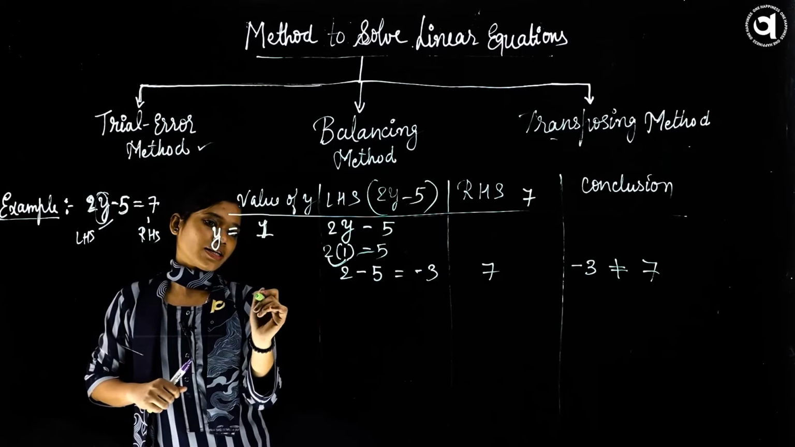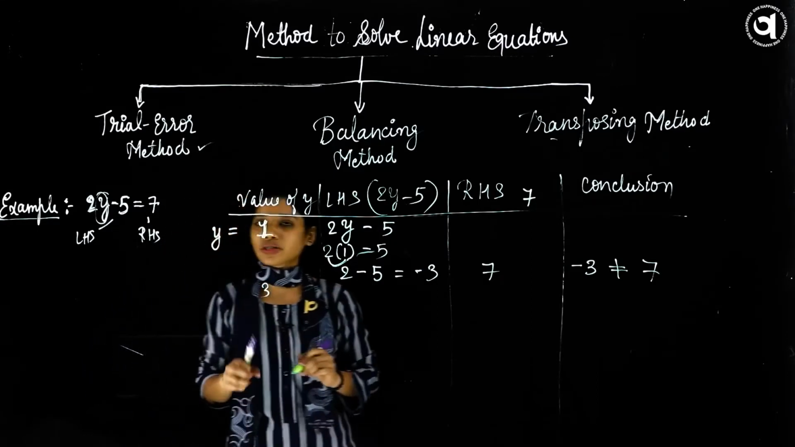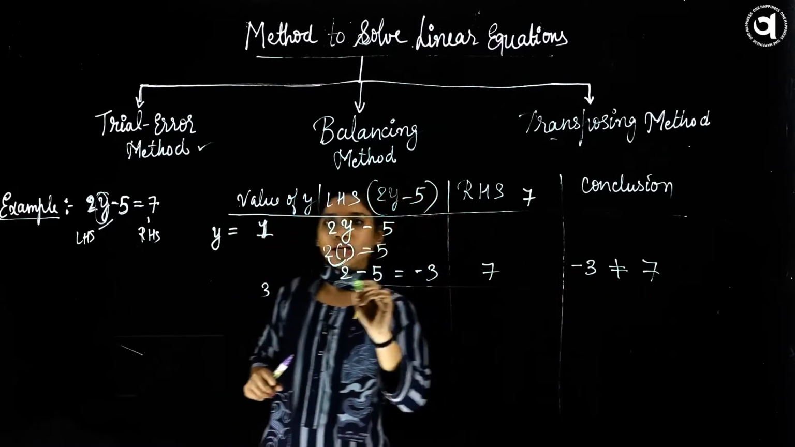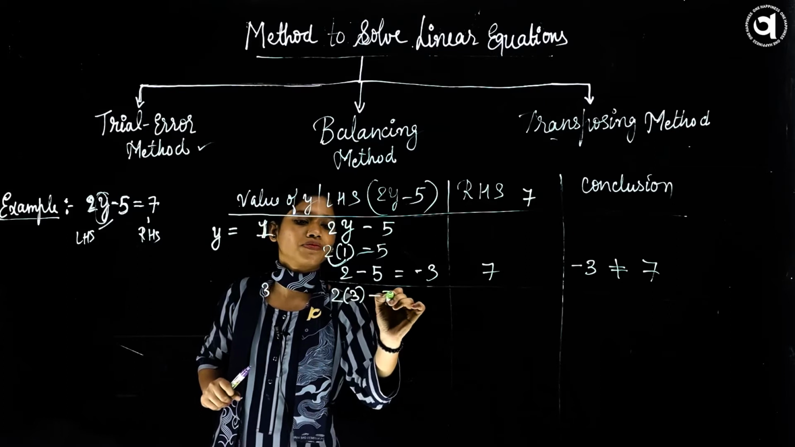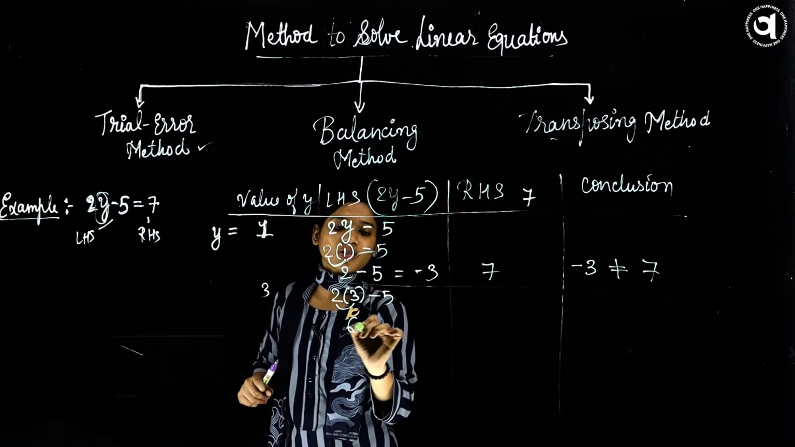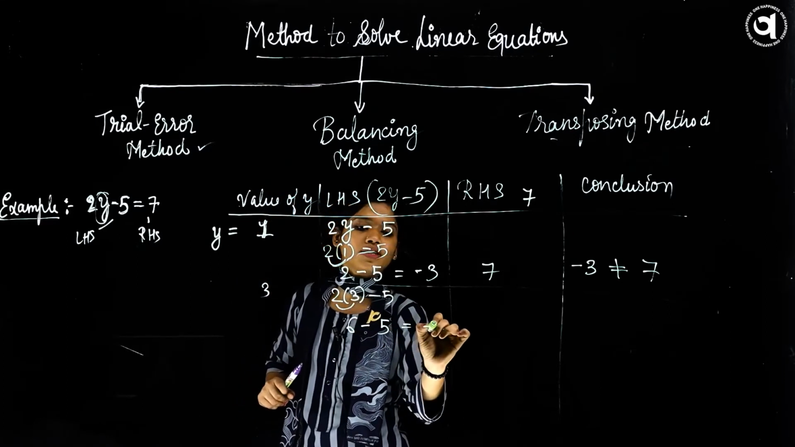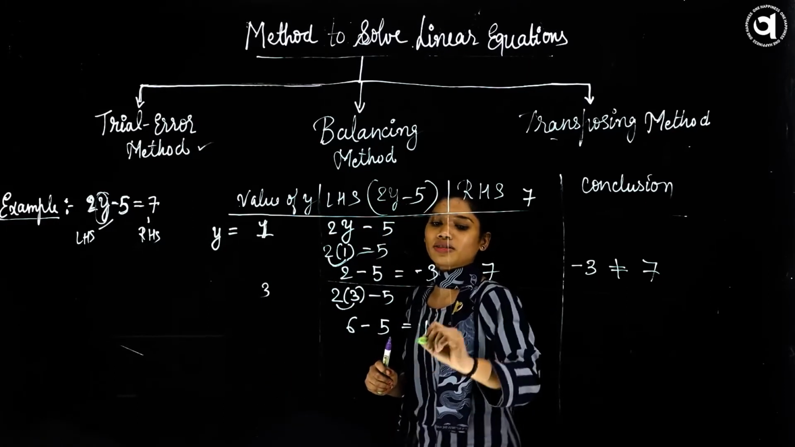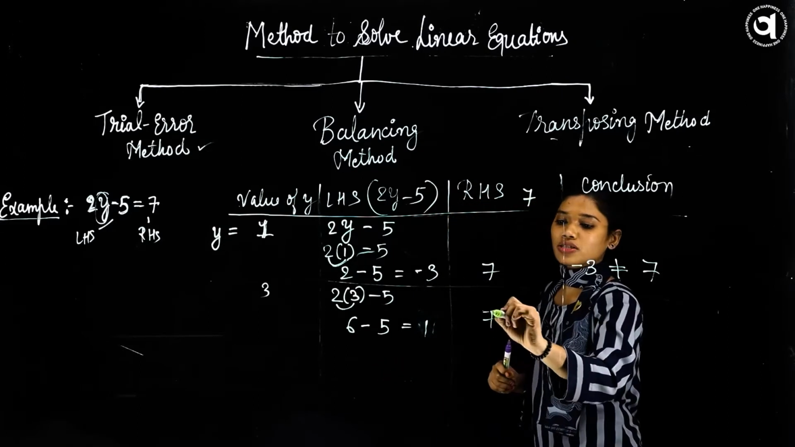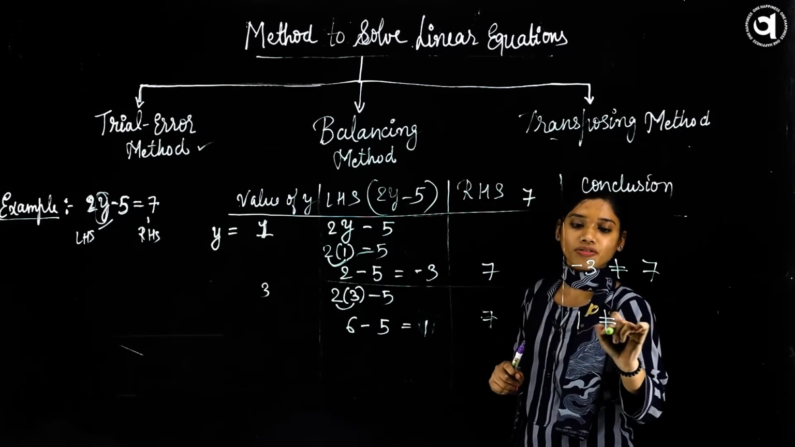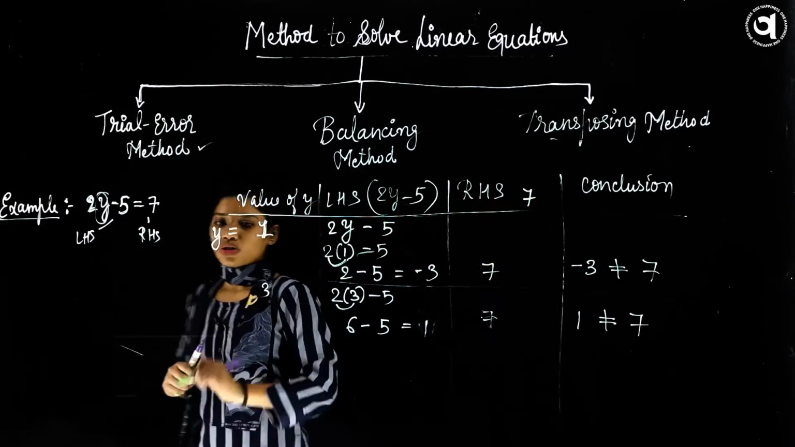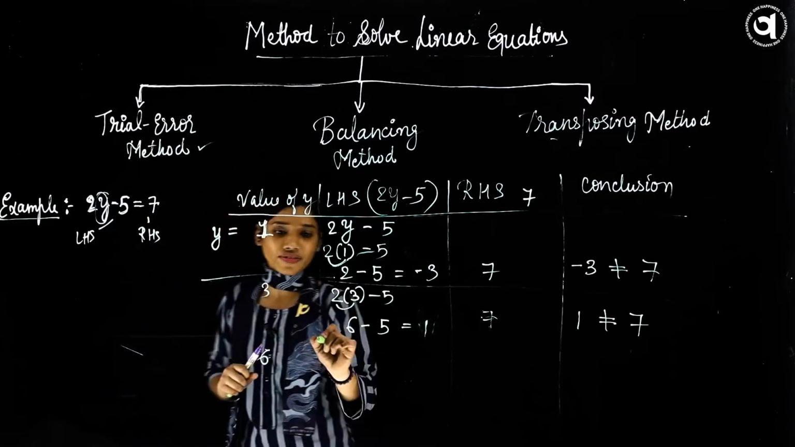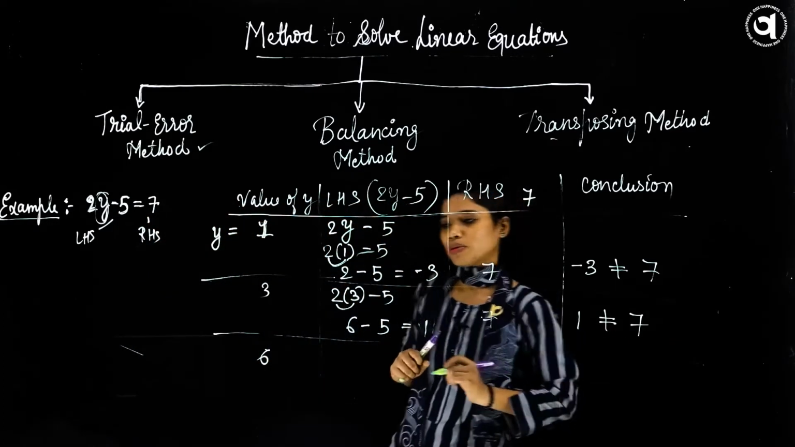Suppose I take the next one, 3. Any number, any value you can take. So in place of y, now I am taking 3. 3 twos are 6, minus 5, so it gives 1. But our RHS is 7. So 1 is not equal to 7. So we can take another value of y, I can take 6. Let me check whether 6 is possible or not.